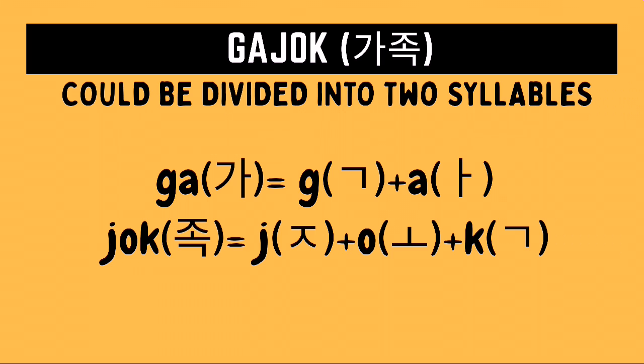How do we spell gajok in Hangul? Let's start with the first syllable. To be able to write the syllable ga in Hangul, we need to draw first a giyok character followed by an a character. For the second syllable jok, we need to draw first a jiyot character followed by an o character followed by a giyok character. And then we just have to combine the Hangul for each of these syllables to form the Hangul of the word gajok. And that is how you write or spell gajok in Hangul.